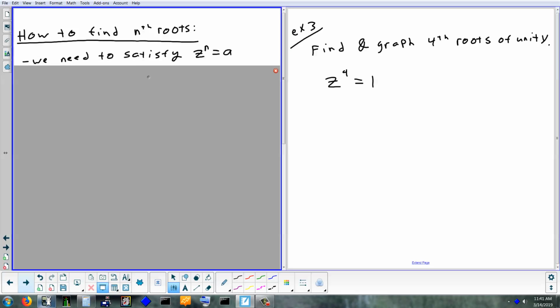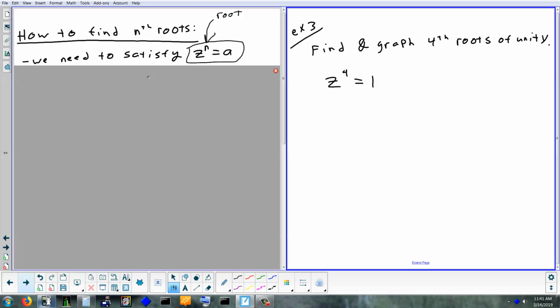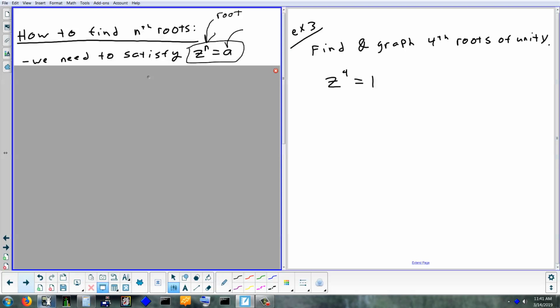All right. So the first thing is you have to set up an equation like this. Okay? This n is what you're taking. It's your root. Are you finding a square root, cube root, 4th root, 5th root? We're going to do a 4th root in this problem. That's why I put the number 4 as the exponent. The number that you put here, that's what you're taking the root of.